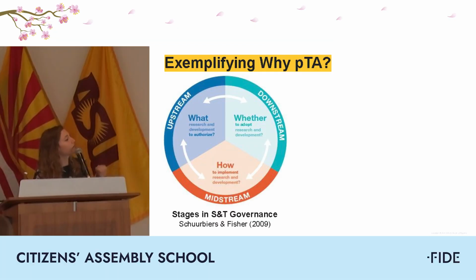The image that you see on this screen is a wheel that shows the stages of science and technology governance and policy, where when it comes to the innovation of science and technology, it goes through three broad phases. The upstream, where governance asks, what research and development should be authorized. If it should be authorized, then we have the midstream, which is how to implement research and development, and then finally downstream, whether to adopt research and development.